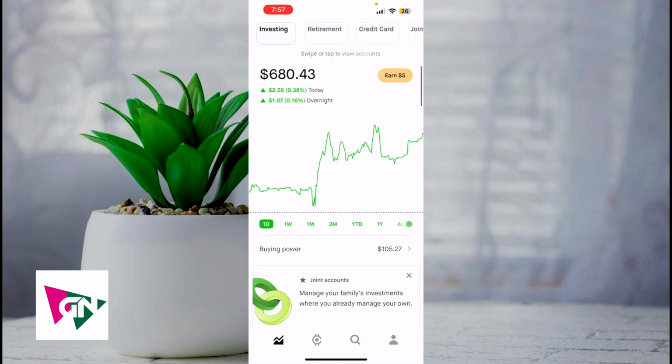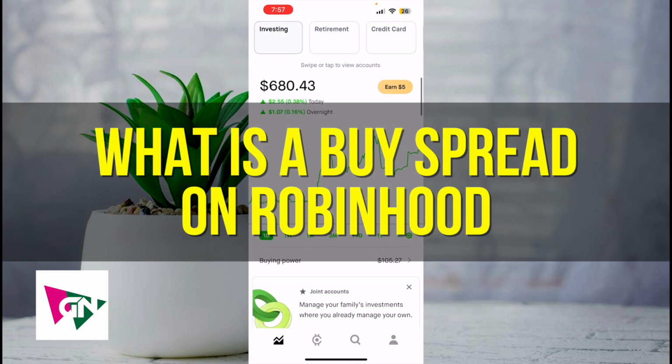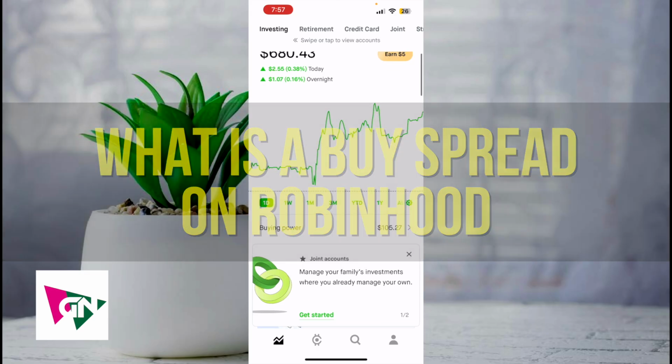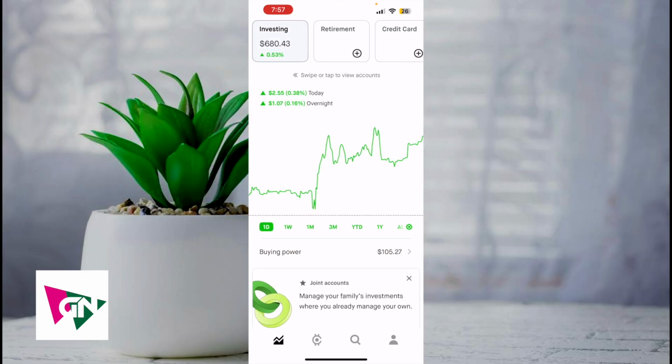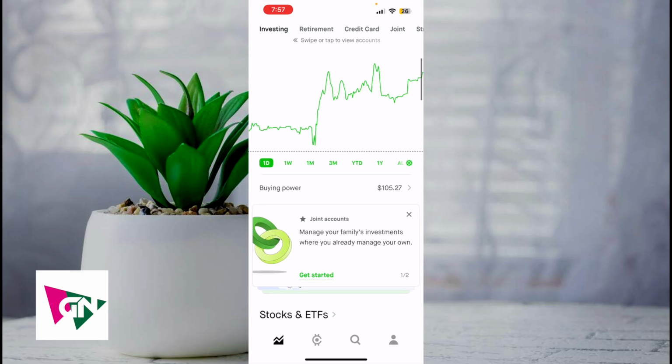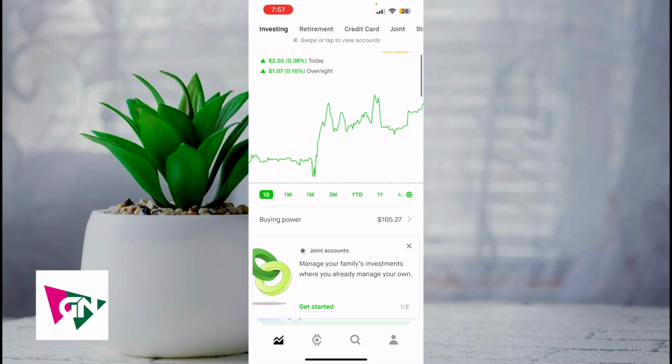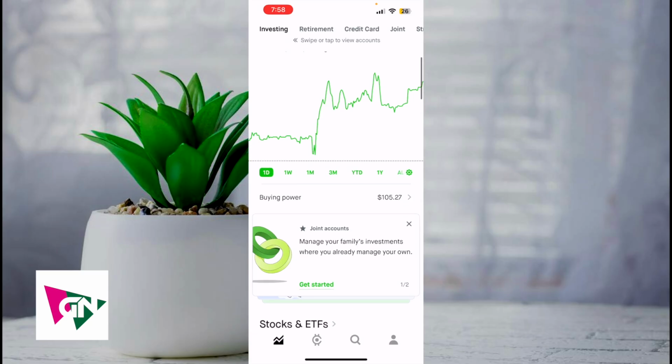In this video, I'm going to be going over what is a buy spread on Robinhood. So this video is going to be useful for individuals who are currently using Robinhood. Essentially, a spread is basically the difference between two similar measurements. So think stock prices, yields, or interest rates.